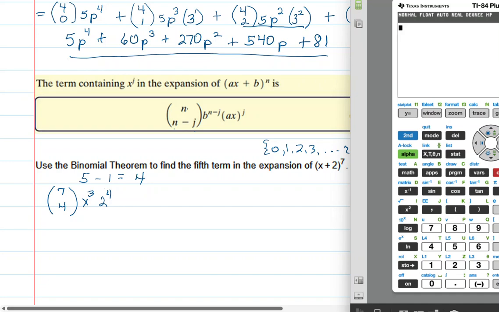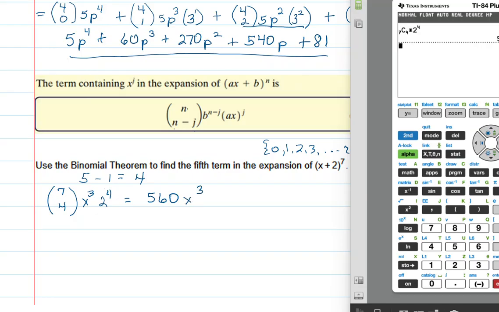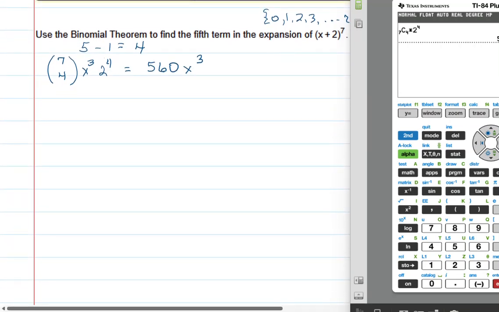And I would go 7, math, PROB, number 3, and write 4. And then I'd multiply that by 2 to the 4. Is everybody comfortable with that? Not hard. But that gives you the specific term.